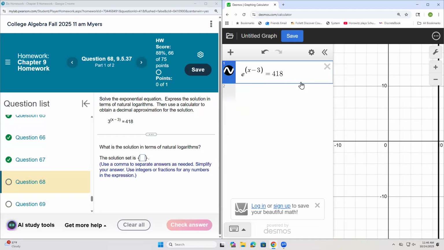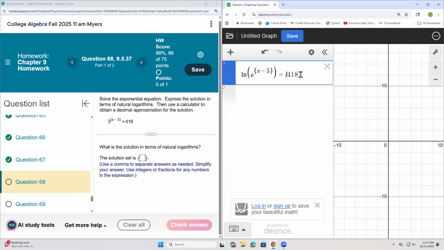Okay, so this one is e to the power of x minus 3 equals 418, right? Boom. Now what we're going to do to get rid of the e is what? Apply what to both sides? What function can cross out an e? ln. By the way, ln means log natural because in French, they say adjectives after the nouns. So it means natural log, but in French, so like log natural.